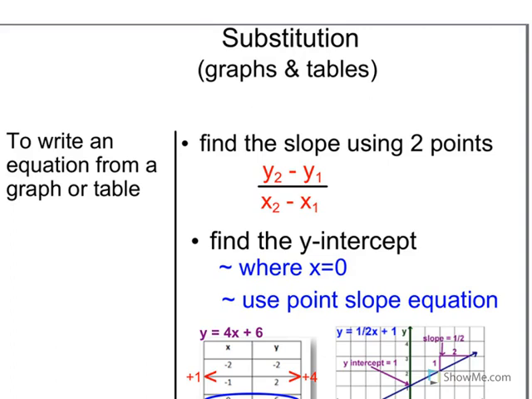So on a graph, that's where it crosses the y-axis. If you can't clearly see the y-intercept, or if the 0 is not given to you in the table, then you're going to want to use point-slope form in order to get the y-intercept.